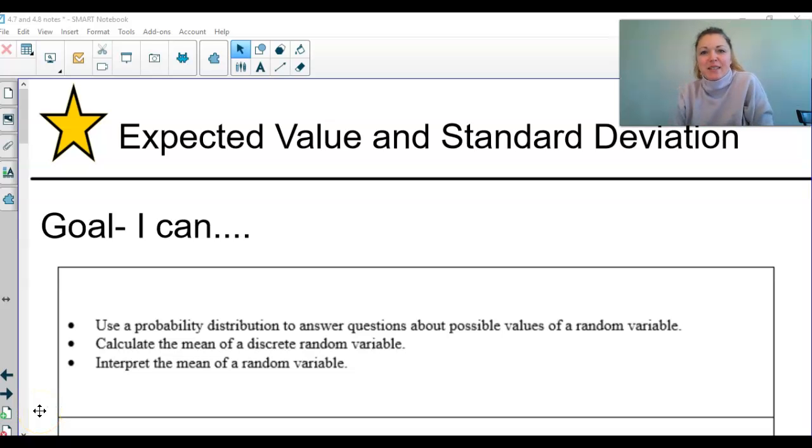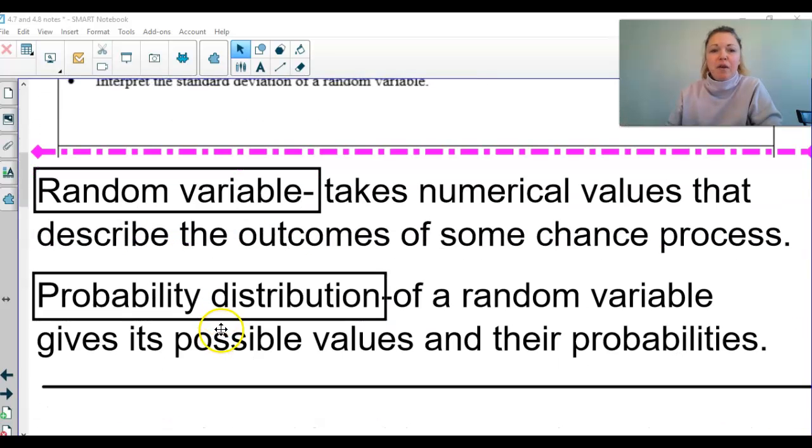Hey, AP Stat students, today we are going to learn about how to find the expected value and standard deviation of a probability distribution. We're going to talk a little bit more about probability distributions in general as well. So we're going to start off with a couple definitions. We're going to talk about a probability distribution of a random variable.